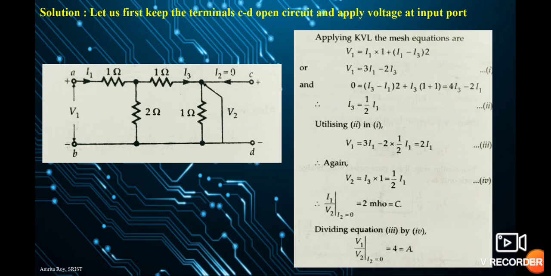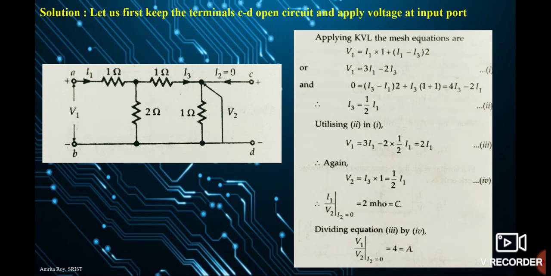In the first step we are going to keep the terminals CD open circuit and then apply voltage at the input port. When we apply KVL, the mesh equation formed will be V1 equals I1 into 1 plus (I1 minus I3) into 2, giving V1 equals 3I1 minus 2I3. Now the second mesh will give 0 equals (I3 minus I1) into 2 plus I3 into 1 plus 1, that is 4I3 minus 2I1.